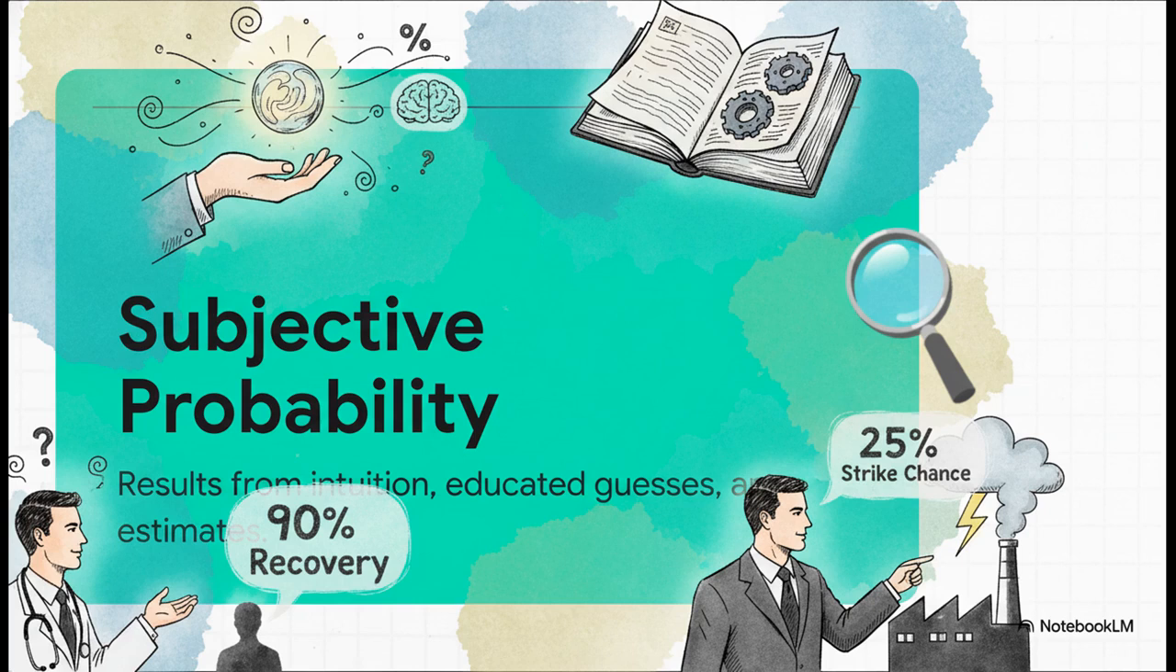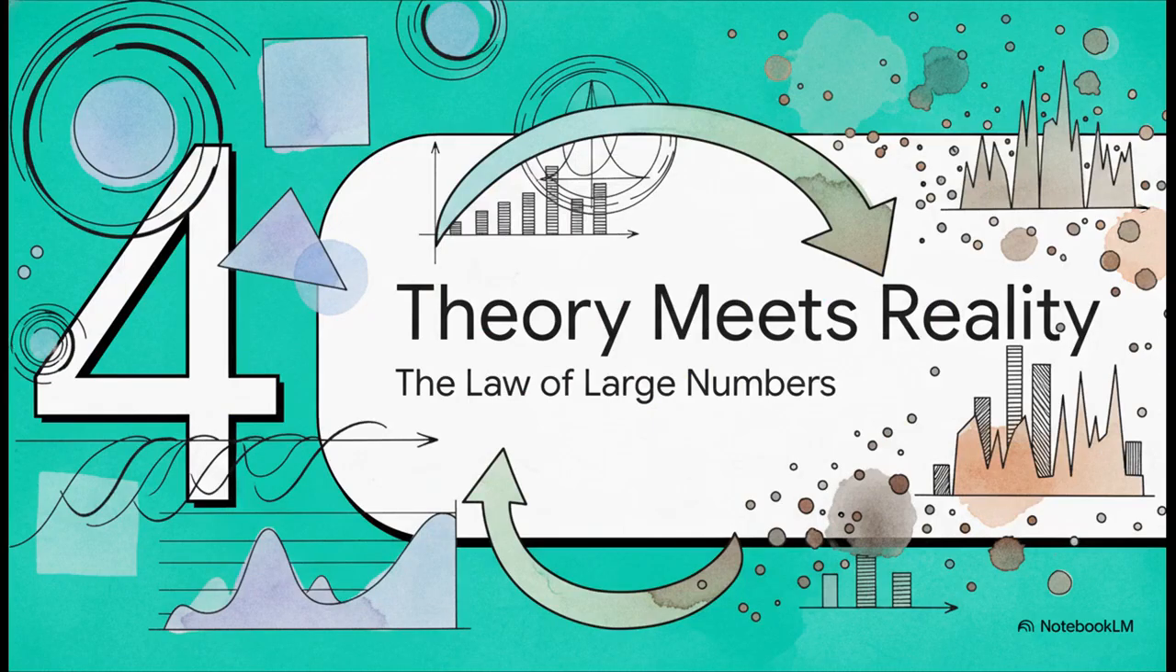And the third type is subjective probability. This is what we use when we don't have perfect theory and we can't run a repeatable experiment. It's based on expertise, intuition, and educated guess. When a doctor gives a patient a 90% chance of a full recovery, they're using all their knowledge and experience to make that estimate.